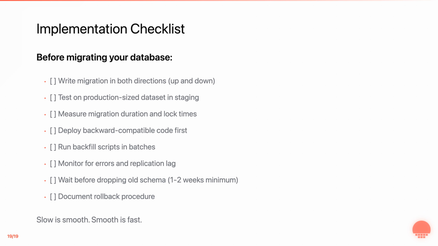Speaking of deliberate migrations, the Strangler Fig pattern takes this philosophy even further. Watch that deep dive next to see how you gradually replace entire systems without a big bang rewrite.